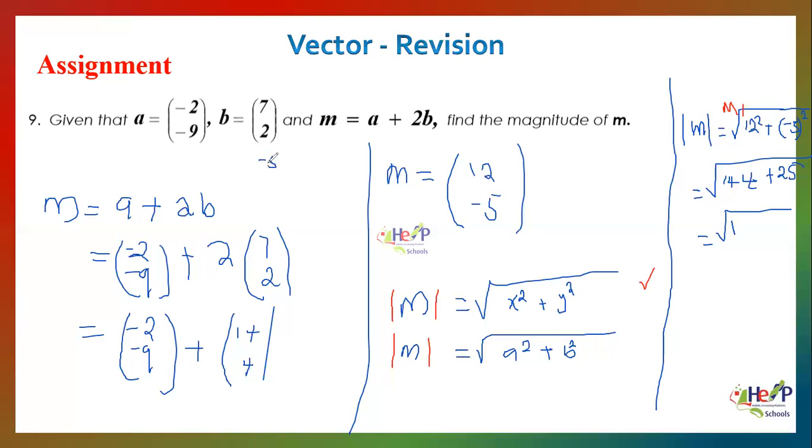Negative 5, this negative 5 squared is the same as negative 5 times negative 5.